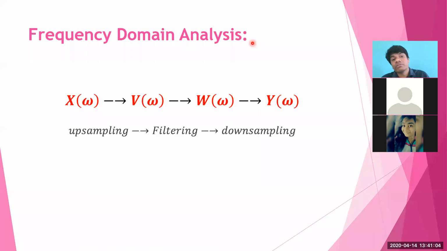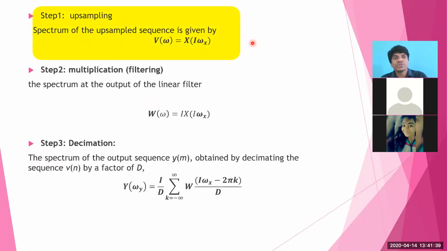Coming back to frequency domain analysis, it is the same process, but here we are doing it in the frequency domain. We first do upsampling, then as I said, convolution there is like filtering here, so convolution there is like multiplication here, and then we do the downsampling to get the final frequency domain representation of the resampled signal with I by D factor. Now here, this is upsampling, filtering, downsampling. These are the steps which I have used here.